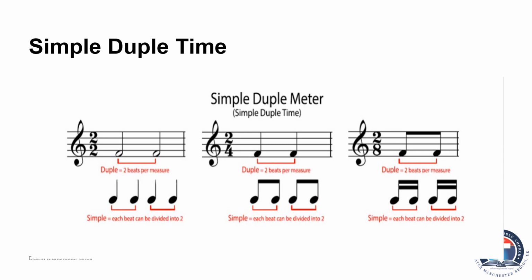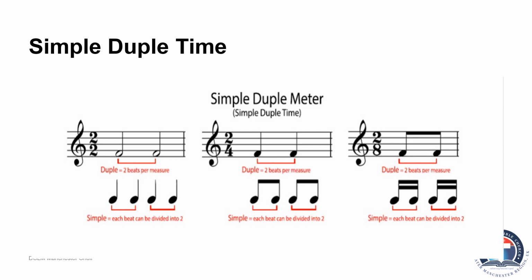2, 4. 2 at the top is quantity, and 4 at the bottom is quality. So 2 crochet or quarter note beats in a bar. So there is 1 crochet, second crochet, 2 crochet beats in a bar. It is simple because each beat can be divided into 2. If you divide a crochet into 2, you get 2 quavers, and the same applies to the second crochet. And then it's duple because there are 2 beats per measure.